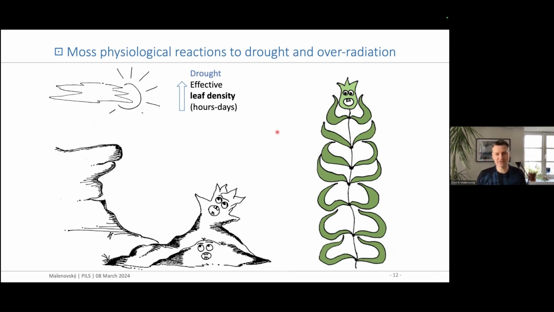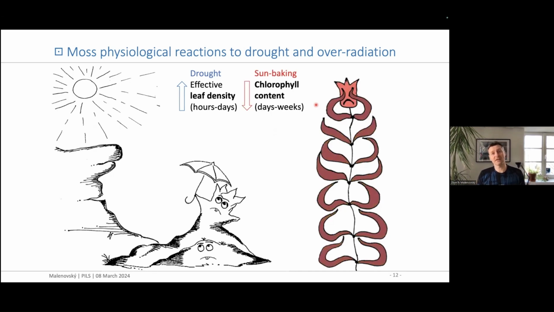So you see on this cartoon here, basically the leaves will literally roll, and this phenomenon is not only known for mosses, but it's being used as well by other plants like maize or sugar beet, for instance. And the time lead for this is hours or a few days maximum. So this is the first reaction to the drought.